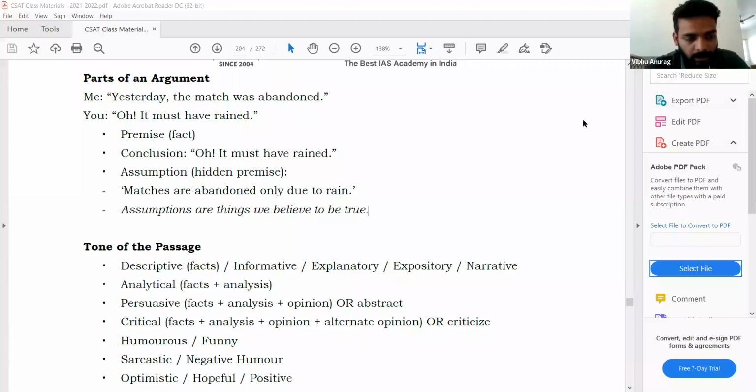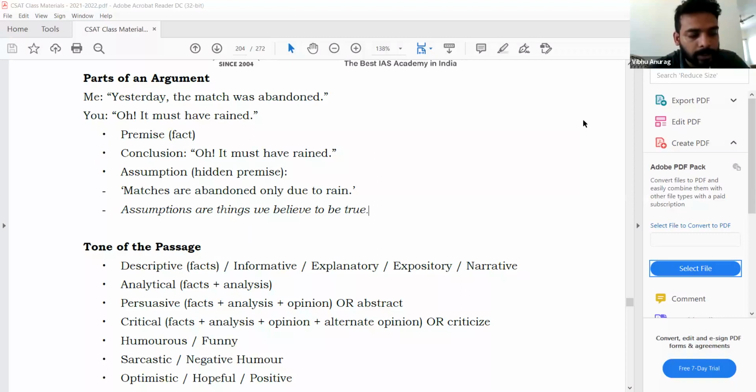I'll give you a simpler example, like the second question I raised. Which sport am I talking about? When I told you the match was abandoned, what came to your mind? Cricket, sir. Did you consciously think about it? No. How did you think about cricket? It automatically struck my mind, sir. So assumptions are things we are not aware of.